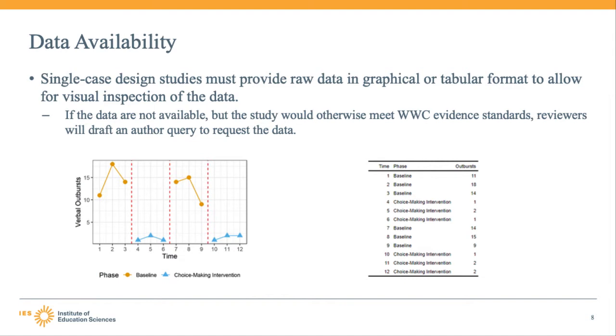As with the other design types eligible for WWC review, such as group designs or regression discontinuity designs, the WWC will submit author queries to request missing information that could change a study's final WWC rating. It is important to note here that single case design researchers almost always present raw data in graphical format, meaning that most single case design studies will easily satisfy this requirement.